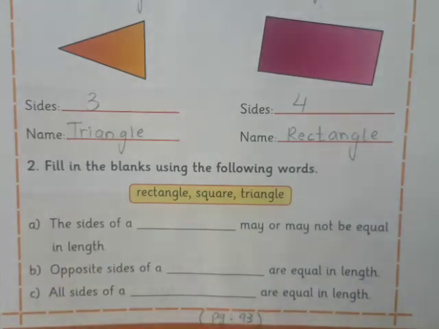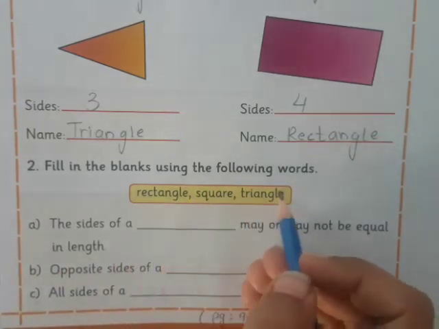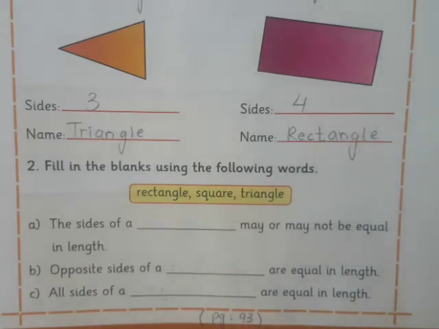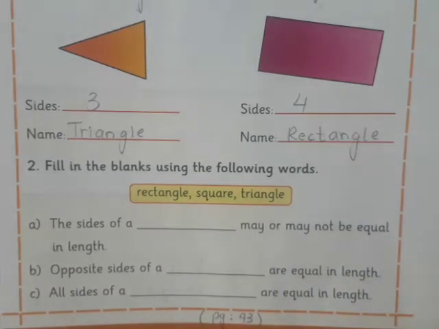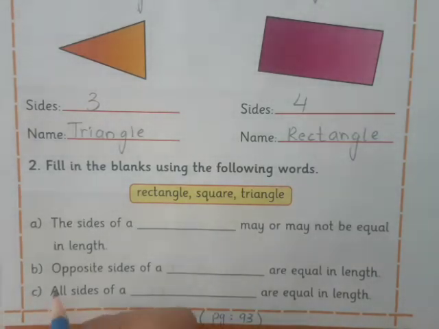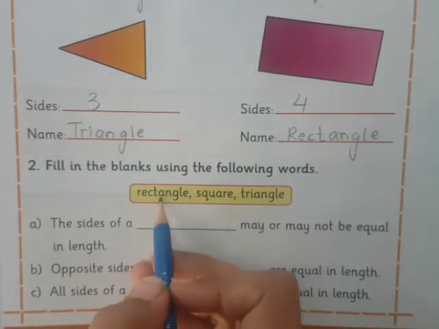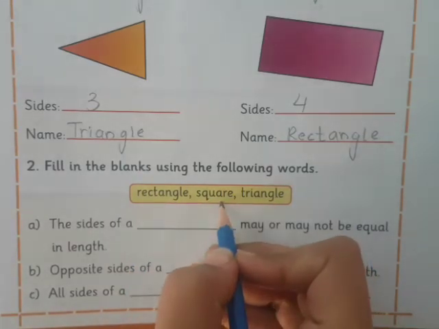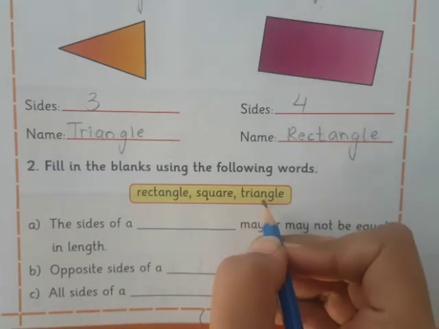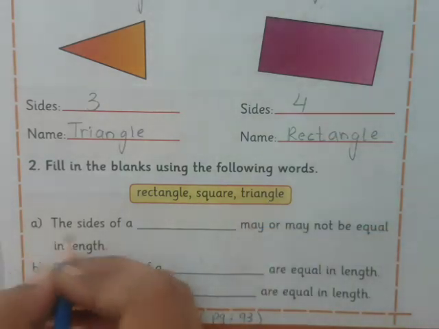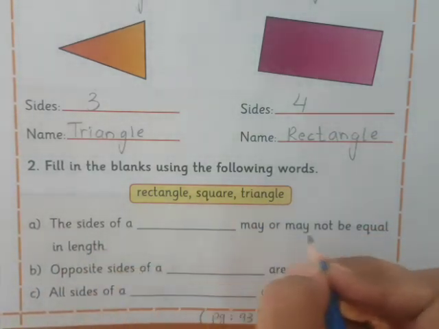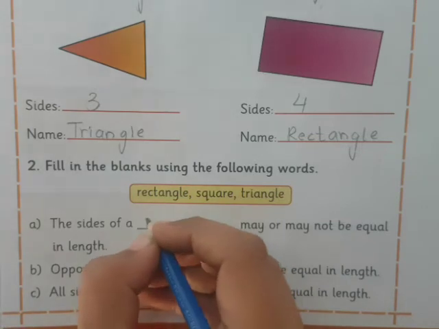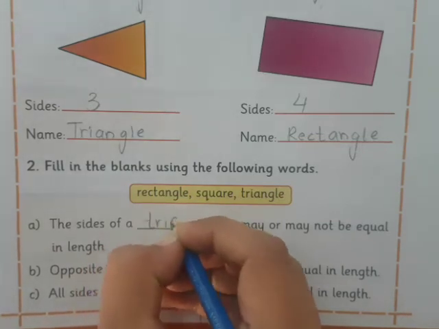Now tell me, which is the shape from all these shapes which can or cannot be equal in length? Is it rectangle? No. Square? No. Triangle? Yes. The sides of a triangle may or may not be equal in length. So you'll write here triangle.